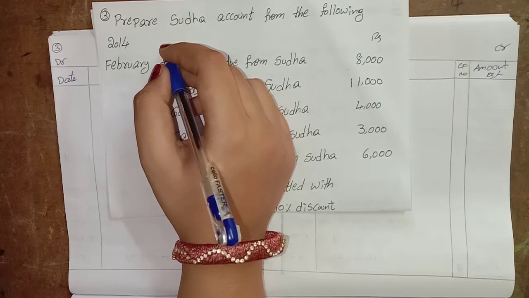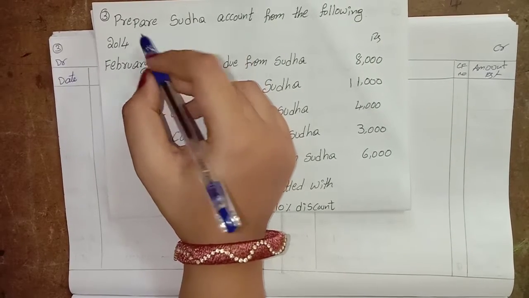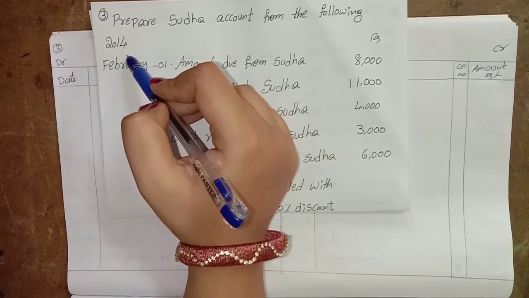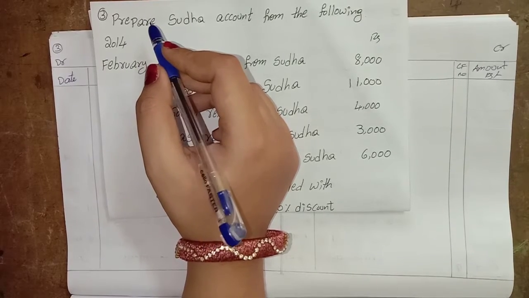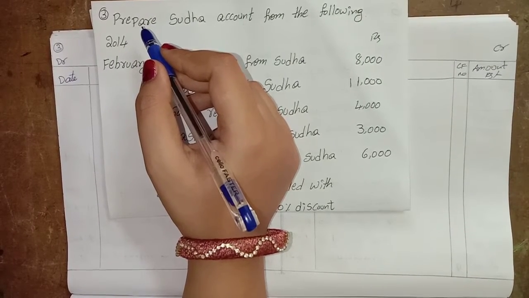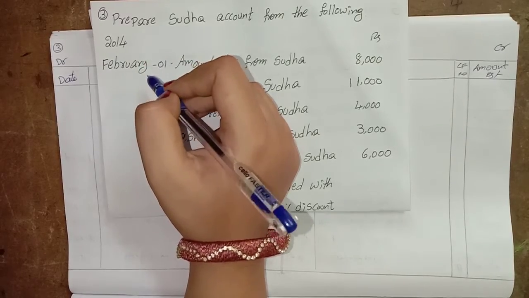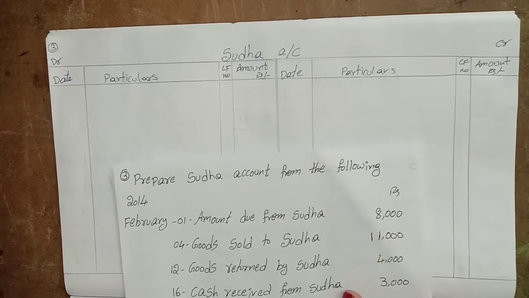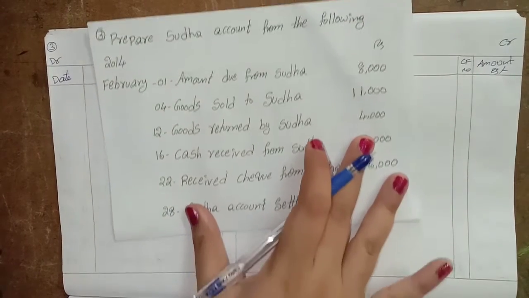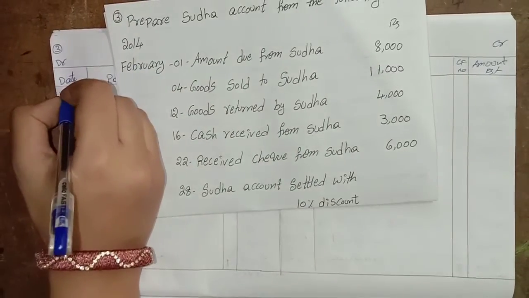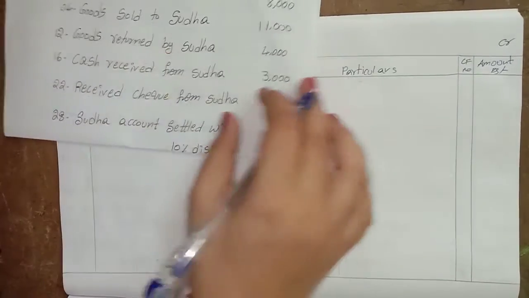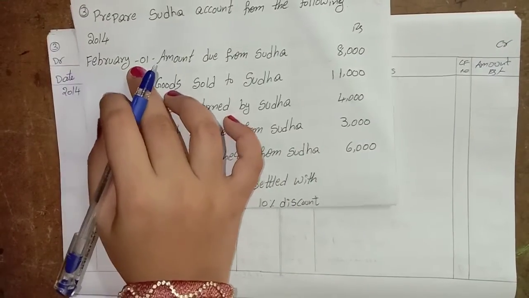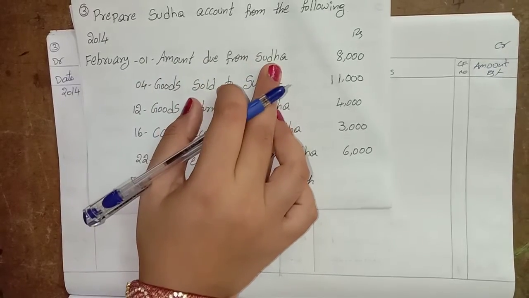Today we are going to discuss ledgers. Prepare Sudha account from the following. So we have to write the Sudha account ledger only. This is our ledger of Sudha account. This is the pro forma. And next, the first transaction held on 2014 February 1st. Amount due from Sudha.